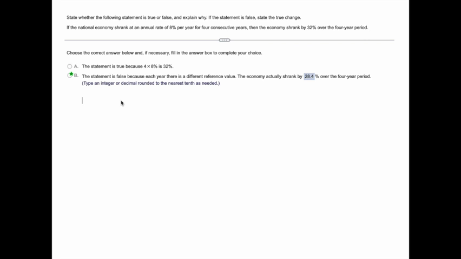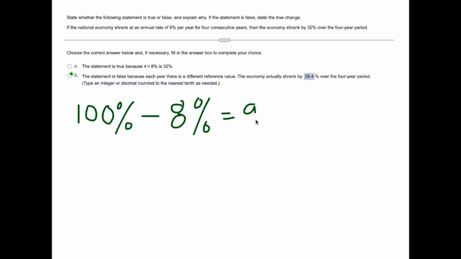you're taking 8% of a different base. So it's going to be a little bit different than 32%. So we're going to start with 100%, the full 100%. If there is an 8% decrease, if I knock off that 8%, then really what we're doing is we're finding 92% each time over that 4-year period for each of those 4 years. So whatever the original base is, we're going to continue to take 92% because it's decreased by 8%.